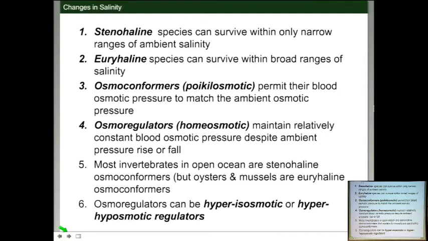Most invertebrates in the open ocean are stenohaline osmoconformers. Okay, so they live in a narrow range of salinity, and they conform to osmotic pressure changes. Except oysters and mussels are euryhaline osmoconformers. So they can live in a wide variety of saline environments and habitats, even though they still conform. And osmoregulators, homeosmotic animals that regulate their osmotic pressure, are of two major types. The hyperisosmotic regulator is one type, and the hyposmotic regulator is the second type. Now, the hyperisosmotic regulator, well, let's see what the differences are as we go along.